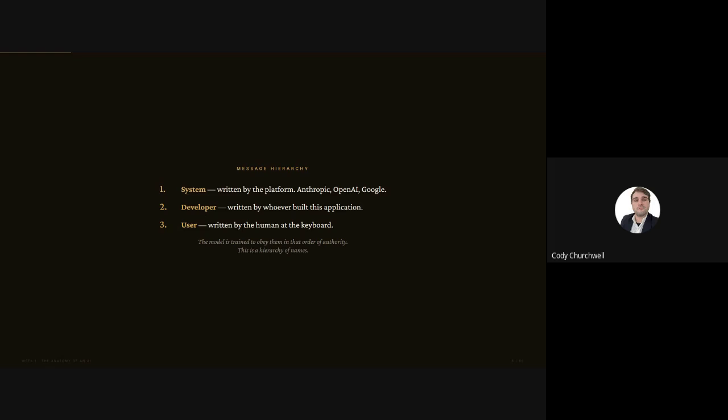The model is trained to obey them in that order of authority. A developer message that contradicts the system message loses. A user message that contradicts the developer message loses. This is a hierarchy of names. Whoever names you first names you most.